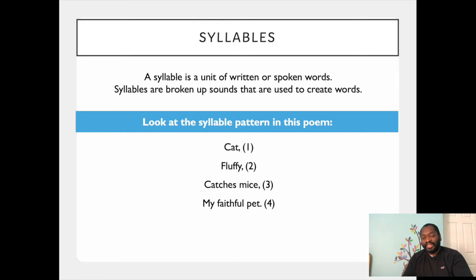Syllables. A syllable is a unit of written or spoken words. Syllables are broken up sounds that are used to create words. Here's an example of a syllable. Cat has one syllable. There's one bounce in that word. Fluffy. You bounce twice in that word, 2 syllables. Example of 4 syllables. My faithful pet. My faithful pet. 4 bounces, 4 syllables in that sentence.